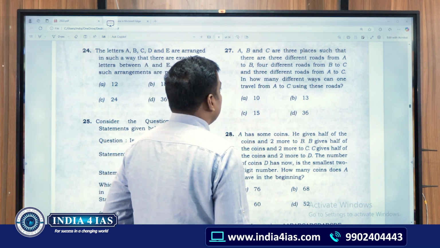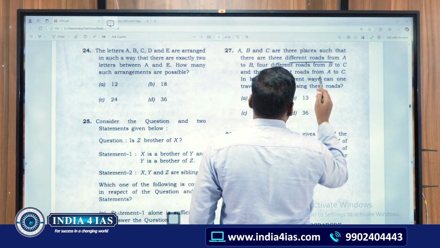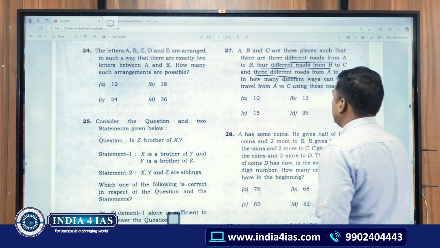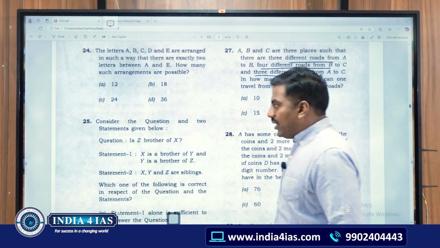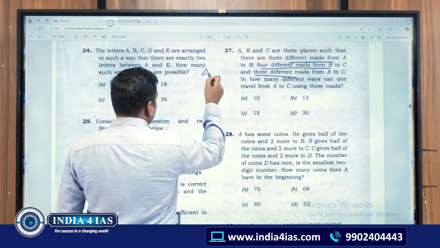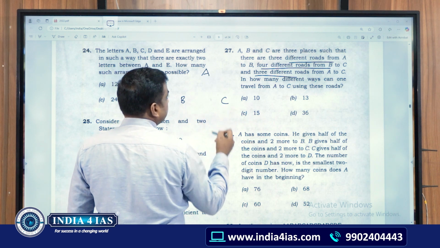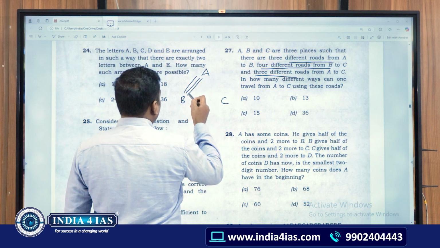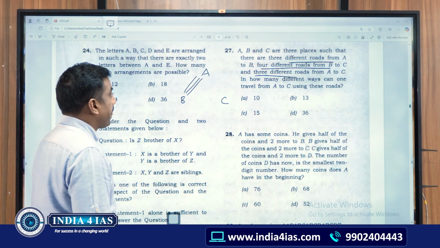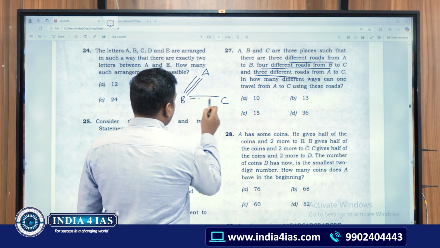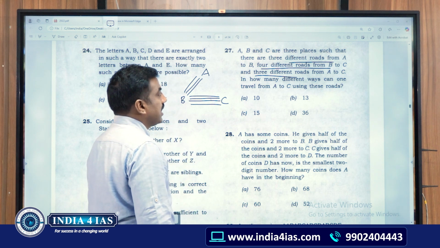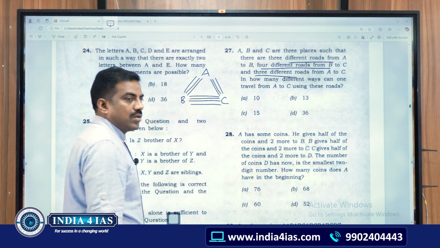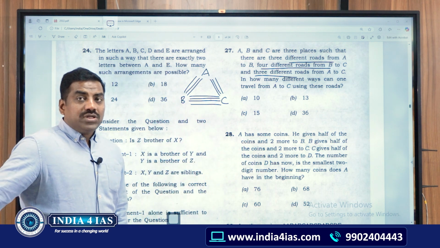A, B and C are 3 places such that there are 3 different roads from A to B, 4 different roads from B to C and 3 different roads from A to C. So all these are connected well to each other. Let me draw a triangle A, B and C. There are 3 different roads from A to B. Then 4 different roads from B to C. Then 3 different roads from A to C.